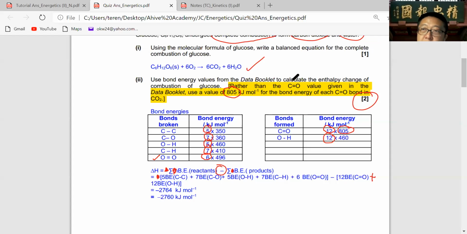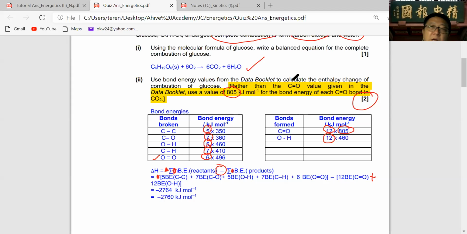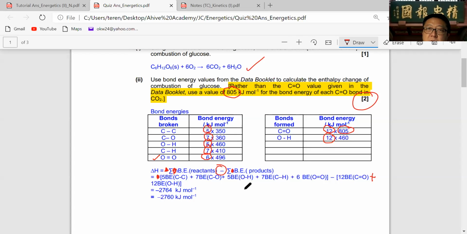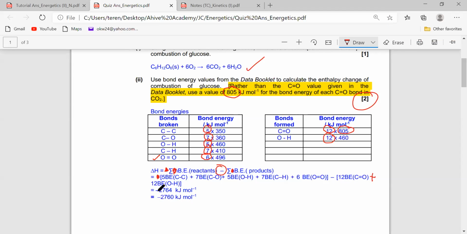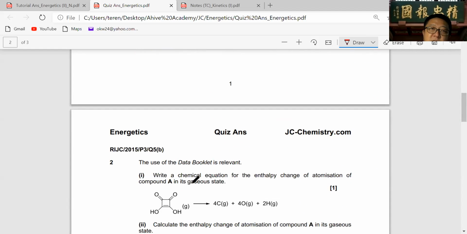And can you manage to get the figure, the value? Yeah, okay. Okay, very good. Rachel, you can get the answer. Just now you asked me if you can get the answer? Negative 2760. Very good, excellent. Okay, let's go on. Next one, RIJC.